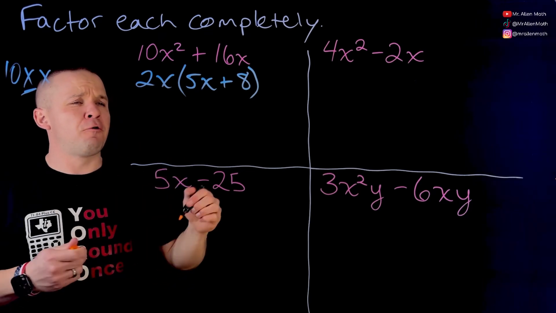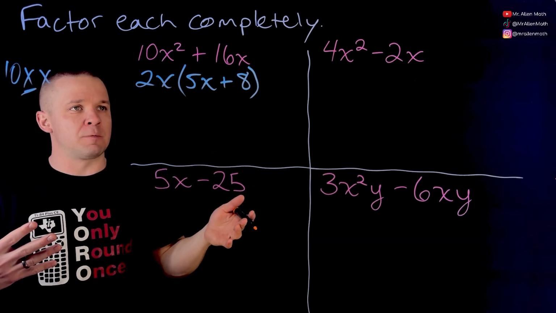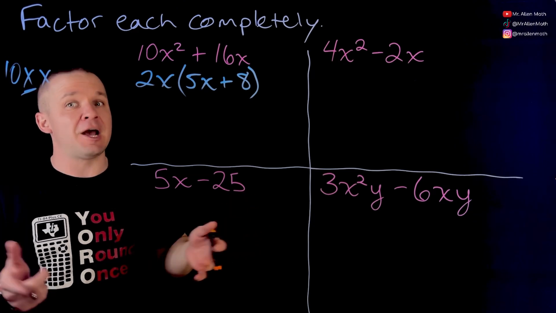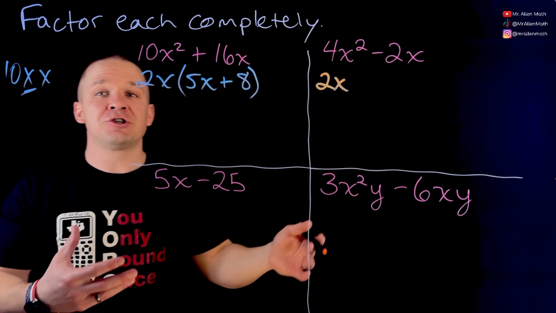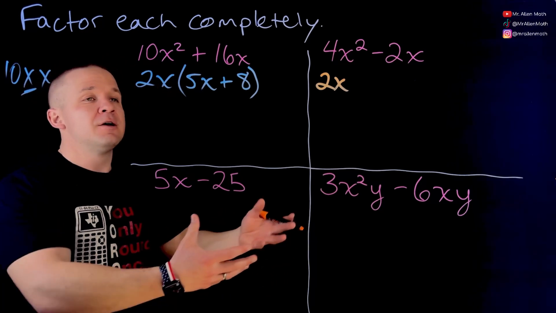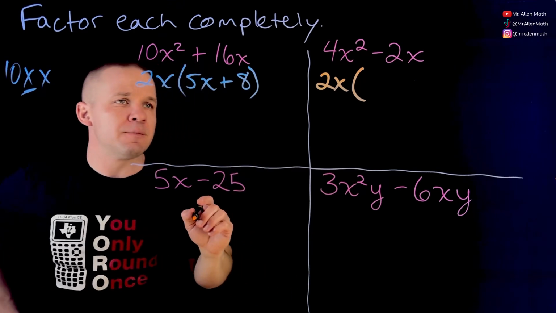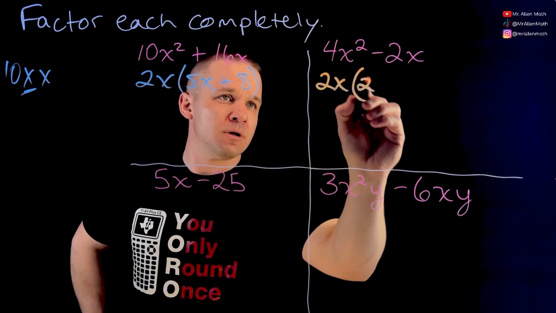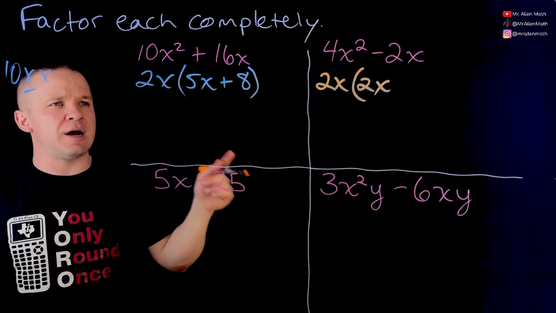Let's go over to the top right here. I've got 4x squared minus 2x. Well, what are those both divisible by? They are both divisible by 2 again and x again, actually. It's the same greatest common factor, but the finish of this problem is going to look a little bit different, okay? So I can divide both by 2x, and now I'm left with, let's see here, 4 divided by 2 is 2, and I took out one of the x's. There we go. And then I have minus 2x.